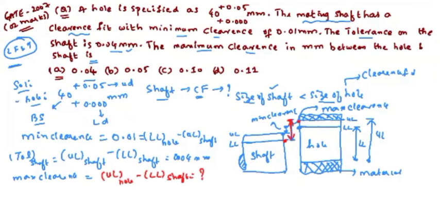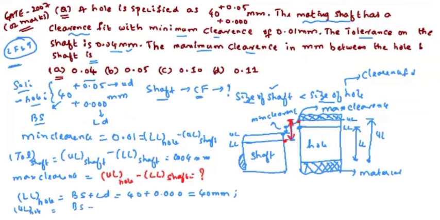So let's first find out the limits of the hole with this data. The lower limit of the hole is equal to basic size plus lower deviation. We'll be getting it as 40 plus 0.000, so it is equal to 40 mm. Similarly, upper limit of the hole is equal to basic size plus upper deviation. So it is equal to 40 plus 0.05, which is 40.05 mm. Now you got the limits of the hole.